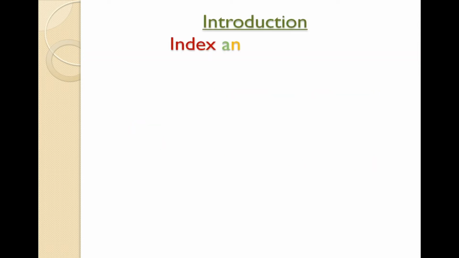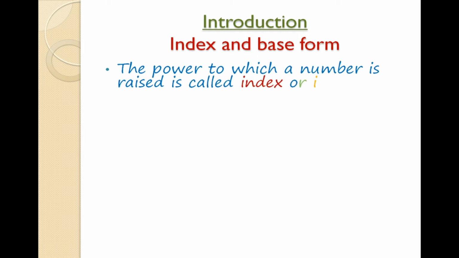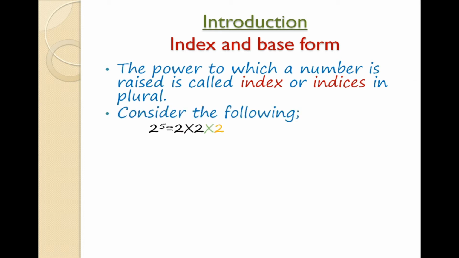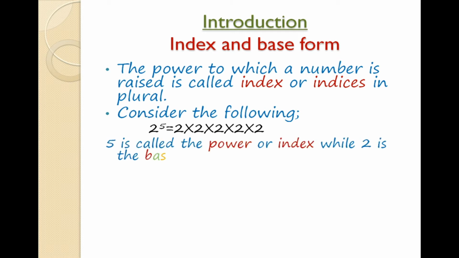In our introduction, I want us to understand what we mean by index and base form. The power to which a number is raised is called the index, or indices in plural. Consider the following: 2 to the power 5. When we write 2 to the power 5, that's simply the same as 2 times 2 times 2 times 2 times 2, or you multiply 2 by itself 5 times. So in this case, 5 is called the power or the index, while 2 is the base.